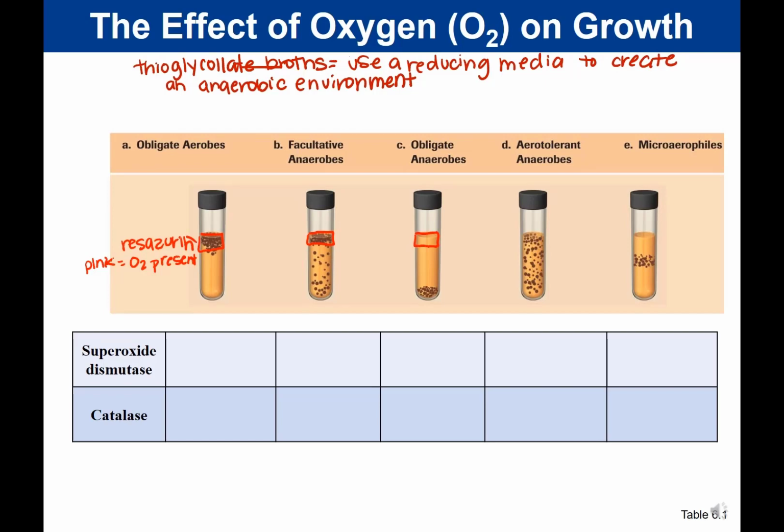But the idea here being that it's not going to grow where it's pink, because pink is where the O2 is present. Next, we have our aerotolerant. Aerotolerant, remember, means that they tolerate O2, but they don't use it. So what you're going to see in this example is that it might grow evenly throughout. It grows equally well in the top as it does in the bottom.